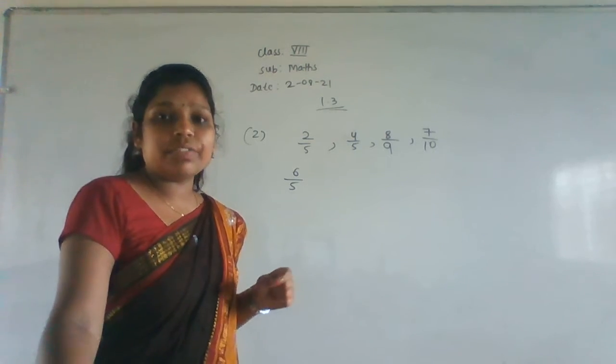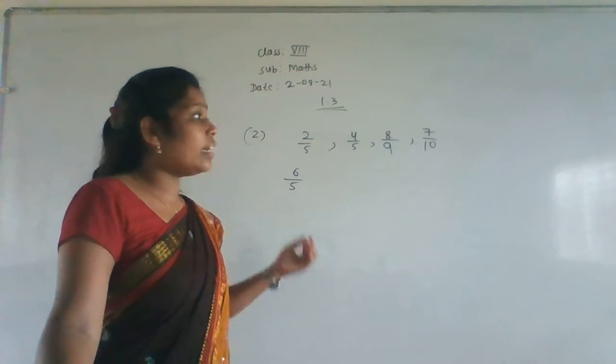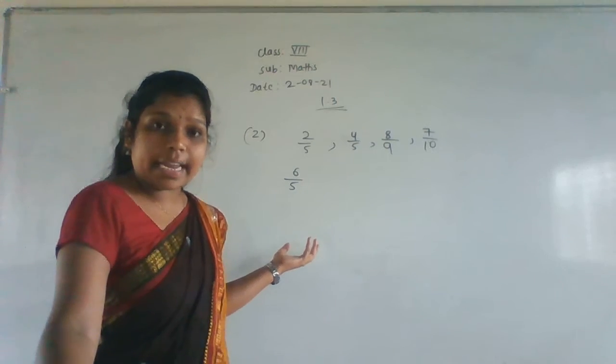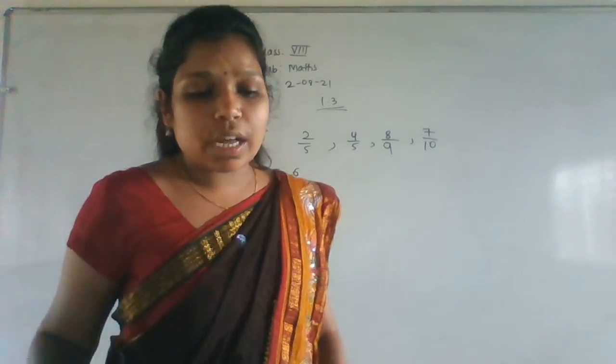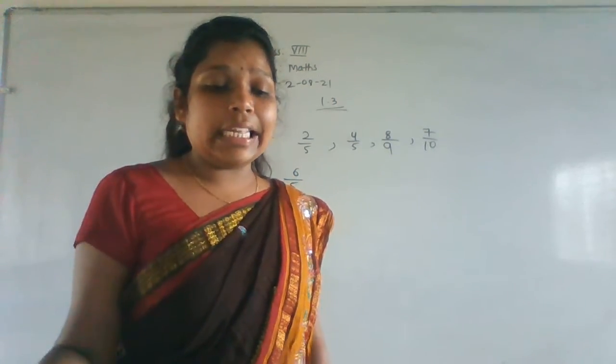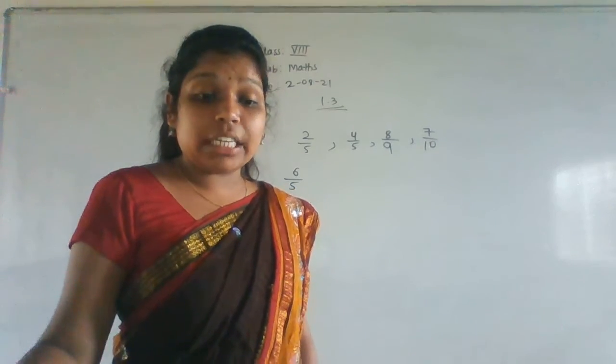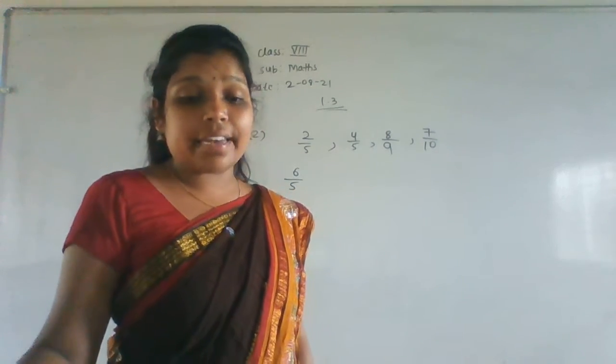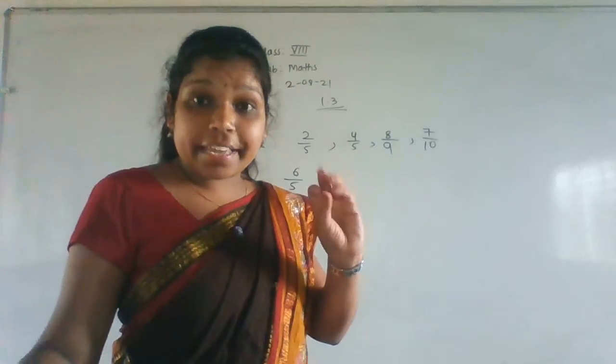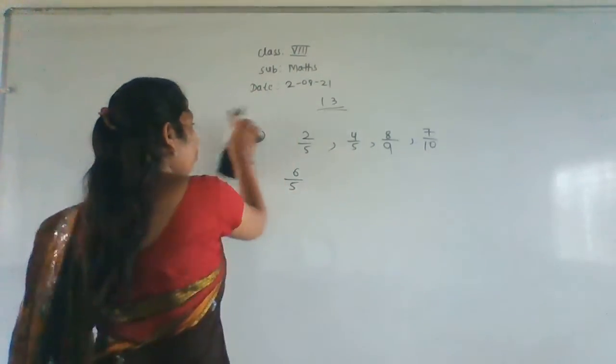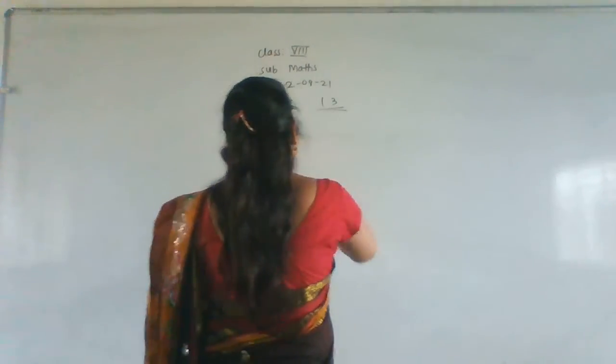Only that condition. If that condition is satisfied, then we can write any rational number. Getting everyone? Okay. So now third main: find any 5 rational numbers between 2 by 5 and 9 by 5. They told 5 rational numbers. We'll write now.